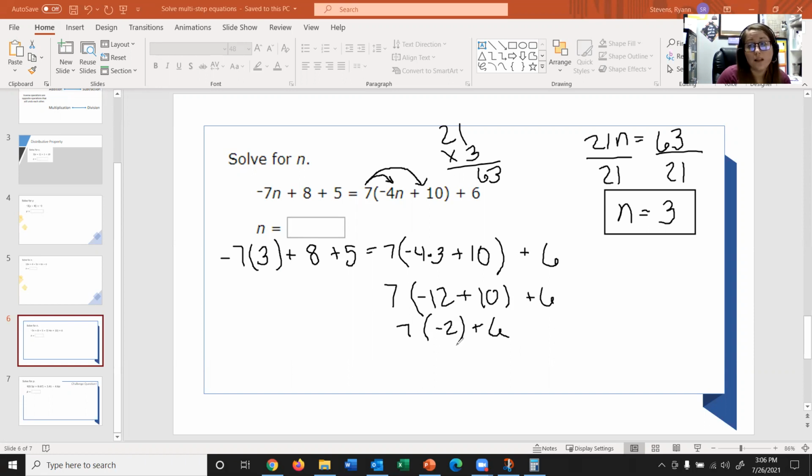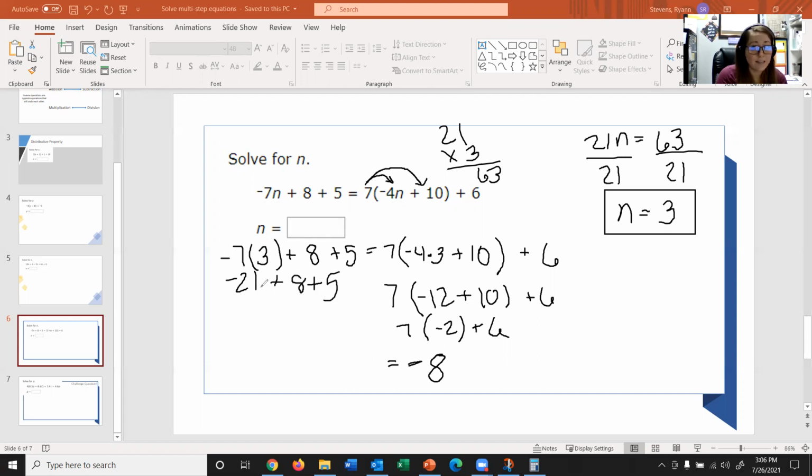Negative 14 plus a positive 6, that's where we have to find the difference. We know our answer is going to be negative because 14 is bigger than 6. And so we would say that this is a negative 8. Okay, now we can do the same over here. We've got negative 21, plus 8 plus 5.